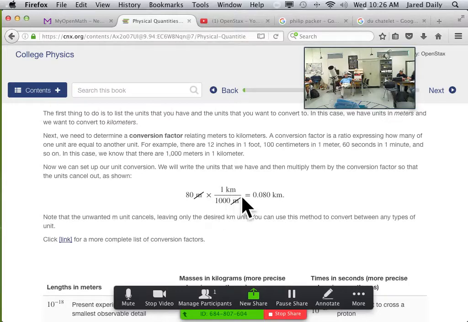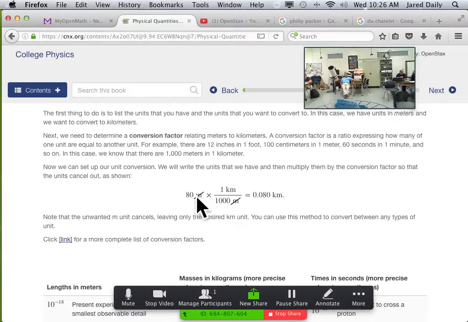1 kilometer is equal to 1,000 meters. So you're multiplying by the number 1. When you multiply by 1, what do you get? Whatever you started with, right? So it doesn't change what you got. It's like changing your clothes without changing the person, right? So we haven't changed anything about this number 80 meters, but we have changed its units. We haven't changed anything about its actual value.